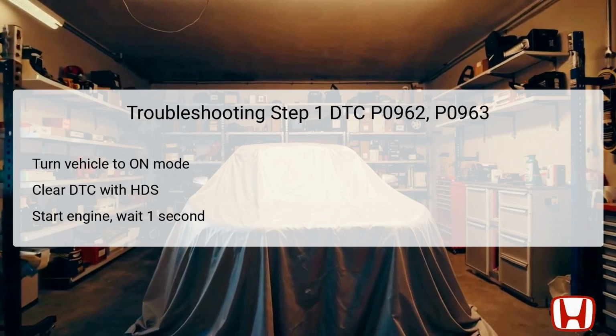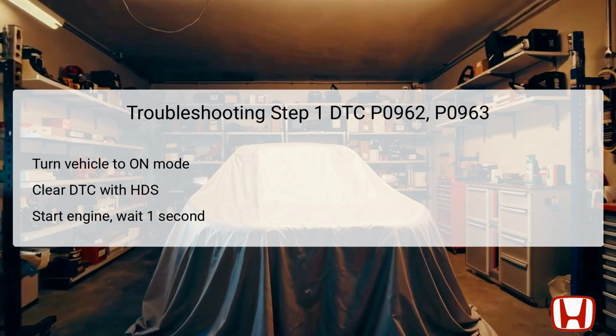The first step in troubleshooting DTC P0962 and P0963 involves a series of checks initiated by turning the vehicle to the on mode. Once in this mode, use the Honda Diagnostic System, HDS, to clear the current diagnostic trouble codes. This action allows the system to reset and begin fresh monitoring of any issues that may arise.